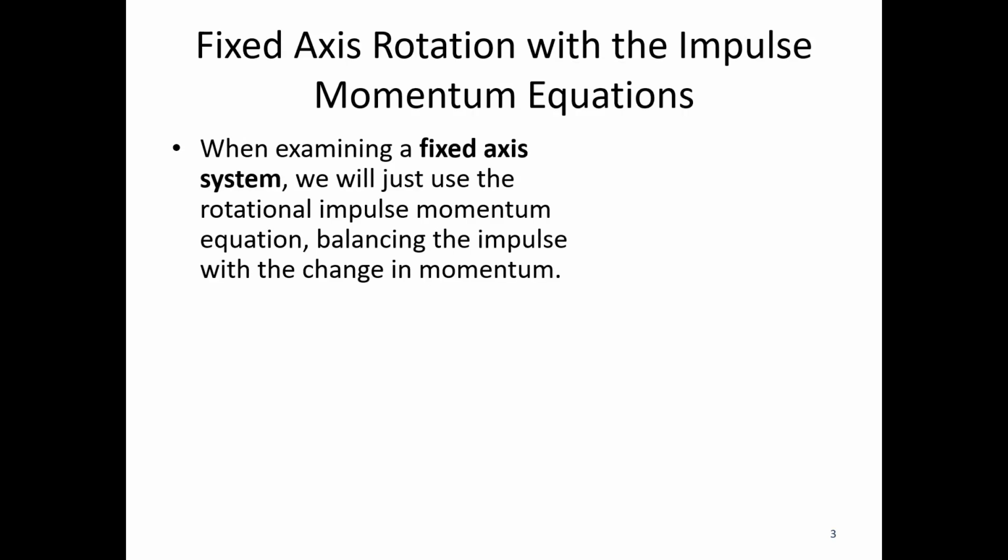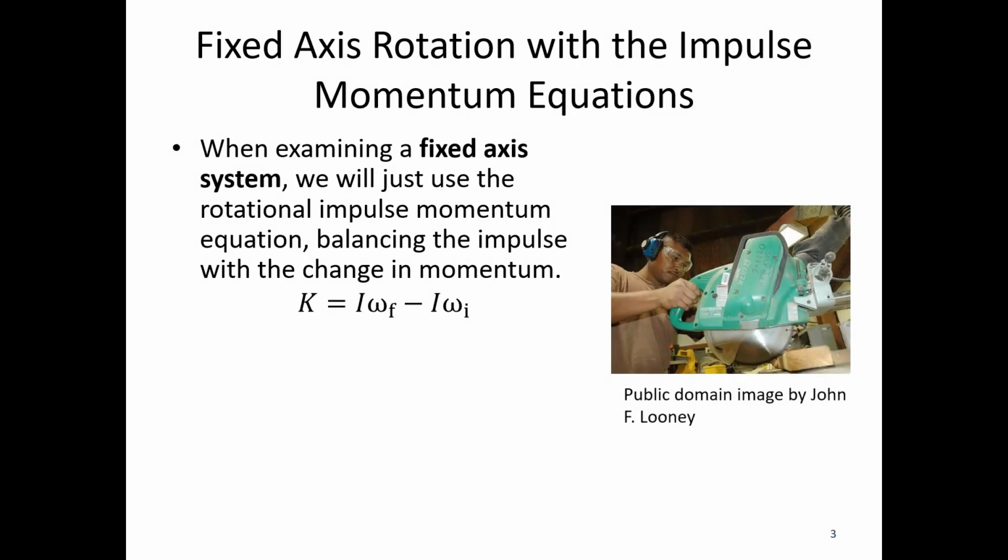So when working with fixed axis rotation, we're just going to use the rotational impulse momentum equation, similar to how when we had fixed axis rotation we just worked with M equals I alpha in previous chapters. So we're balancing the impulse with the change in momentum. K equals I omega final minus I omega initial. And an example of this would be the motor turning, in this case, a miter saw blade. So I might worry about the initial and final angular momentum of the blade, and possibly motor armature here, and the angular impulse exerted by the motor itself.